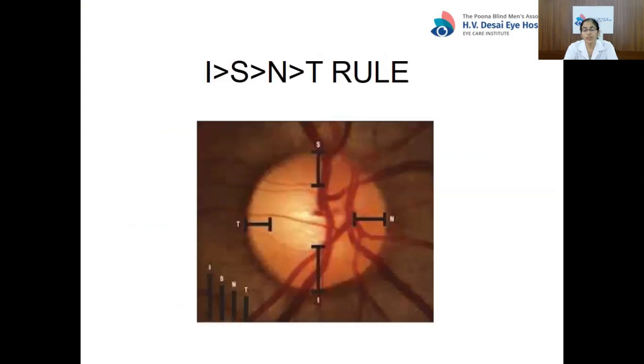The ISNT rule describes the thickness of the neuroretinal rim in a healthy disc. Normally, the inferior rim is the thickest, then the superior rim, then nasal, and lastly, the temporal rim is the thinnest. Any alteration or reduction of thickness is an important sign of glaucoma.